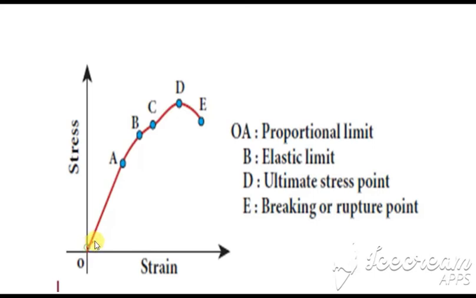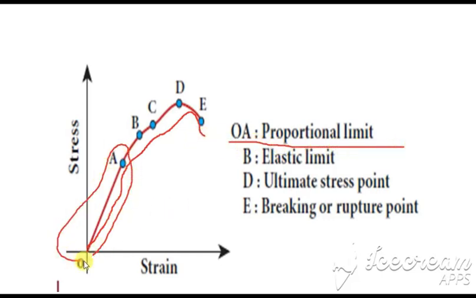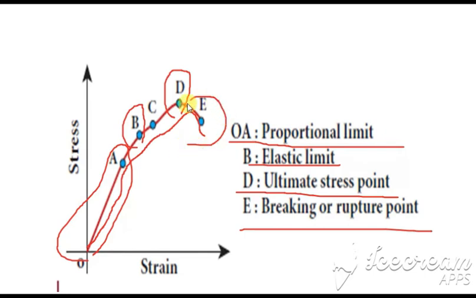So we have various limits O, A, B, C, D and E, and OA is called the proportional limit. Okay, so OA is said to be the proportional limit, and next B is said to be the elastic limit. Okay, and D is said to be the ultimate stress point, and E is said to be the breaking or rupture point. Okay, so these are the points denoted in this.